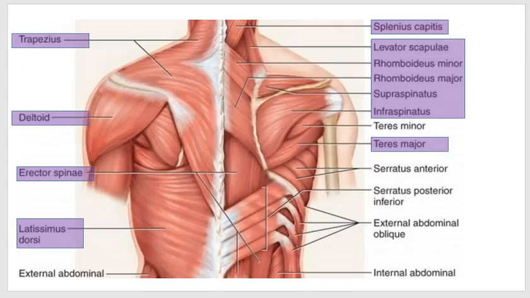Moving to the back, again, trapezius, deltoid, your erector spinae, your latissimus dorsi. You can still see the serratus anterior back here. Teres major, minor, infraspinatus, because it's below the scapular spine. Supraspinatus, because it's above the scapular spine. And then also underneath the trapezius, you have the rhomboides, major and minor. I just want you to know these as the rhomboid muscles. Then you have your levator scapulae, and then your splenius capitis.